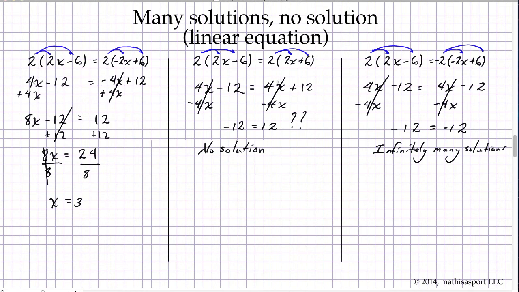Sometimes when you attempt to collect all of the x terms on one side, the x terms leave the equation entirely. And in that situation, either you are left with an expression that is definitely not true, or you're left with an expression that is always true. If the expression is definitely not true, you conclude that there is no solution. There is no value of x that will make it true. On the other hand, if you end up with an expression that is clearly true, no matter what x is, then we have infinitely many solutions. Any value of x will work.